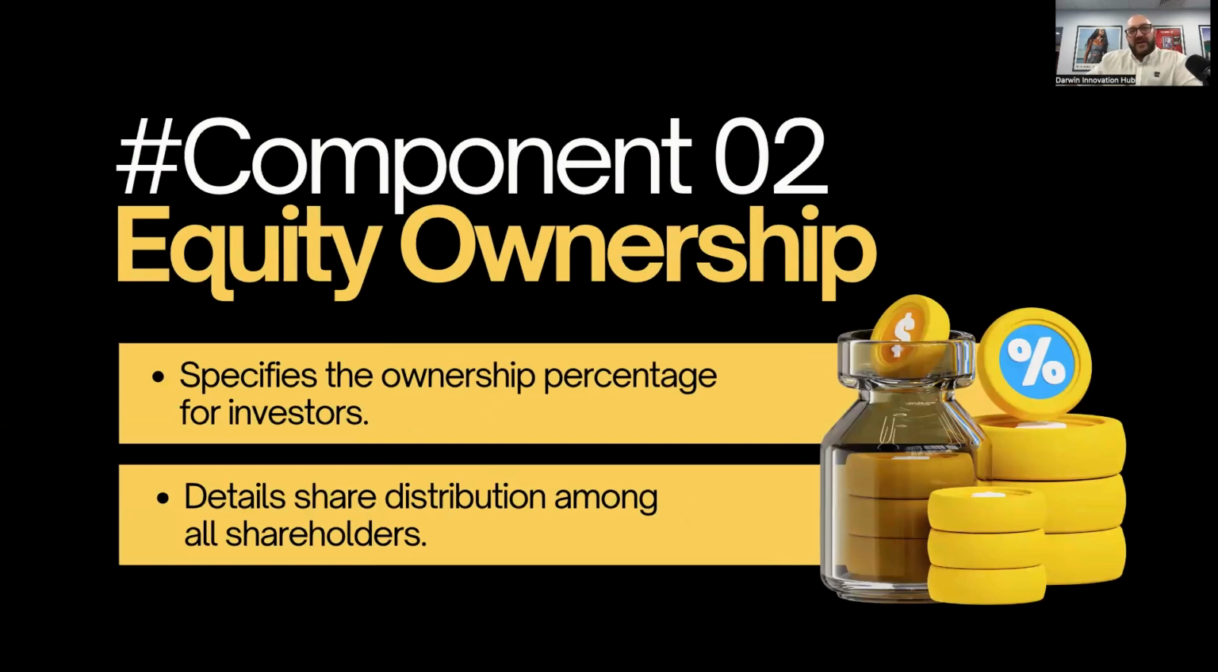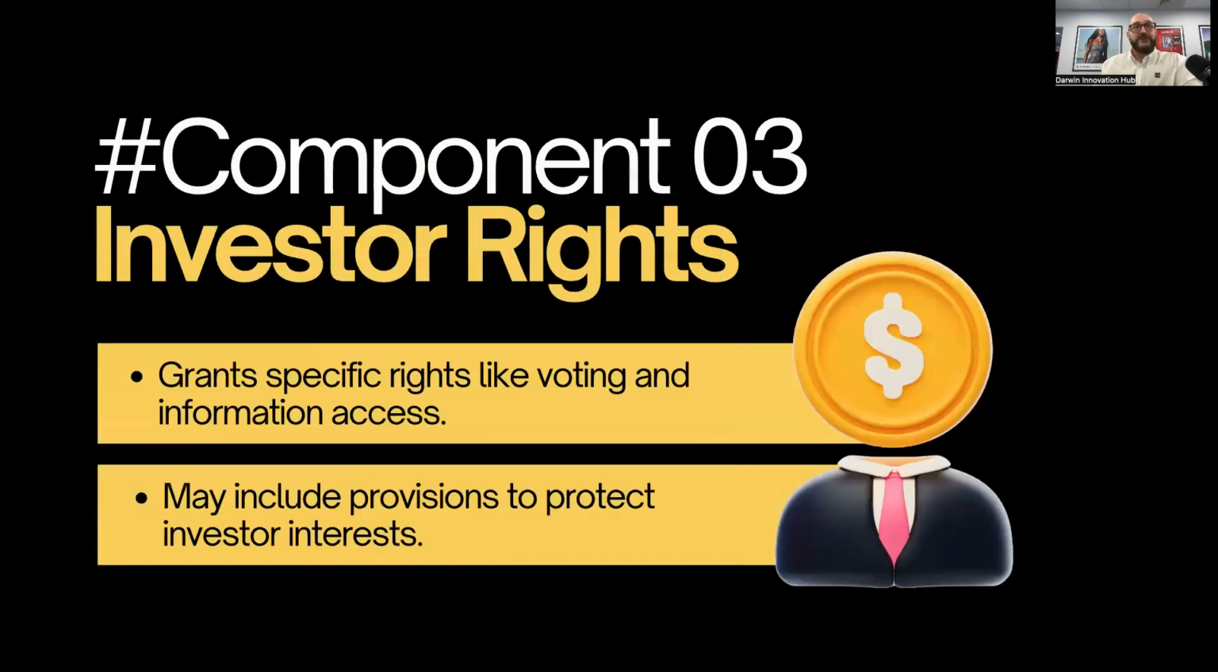Next step is the equity ownership. And this specifies how much of a percentage the investors have, how much of a percentage you have, and what the share distribution is among all those shareholders. So mum and dad might be shareholders, you would be a shareholder, your business partner could be a shareholder, and then your investors will come in and be a shareholder as well.